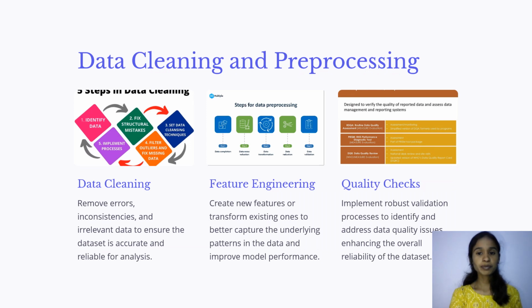Data cleaning and pre-processing. Data cleaning, feature engineering, quality checks. Data cleaning: remove errors, inconsistency, and irrelevant data to ensure the data set is accurate and reliable for analysis. Next, feature engineering. Create new features or transform existing ones to better capture the underlying patterns in the data and improve model performance. Next, quality checks. Implement robust validation processes to identify and address data quality issues, enhancing the overall reliability of the dataset.